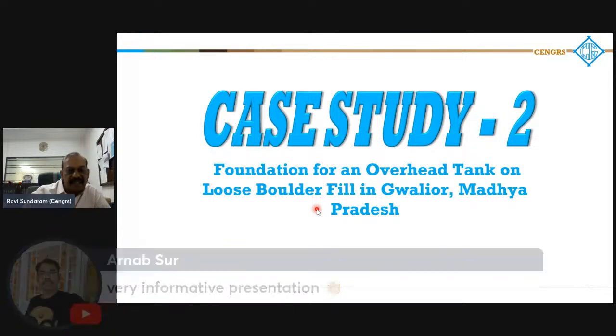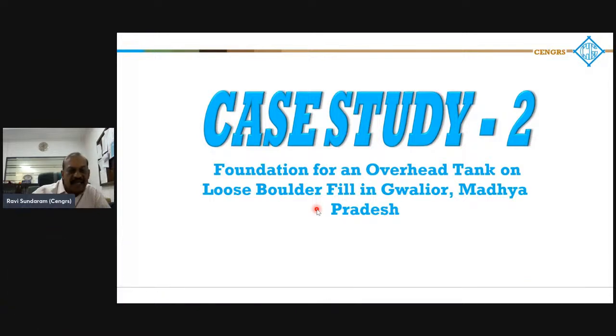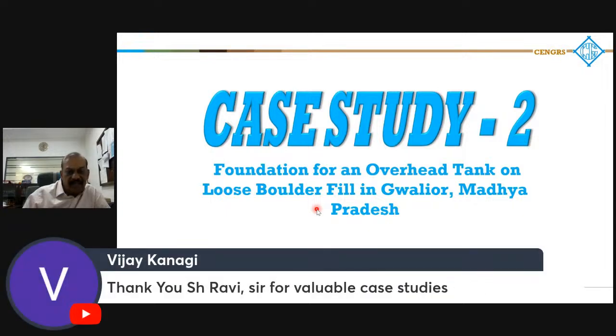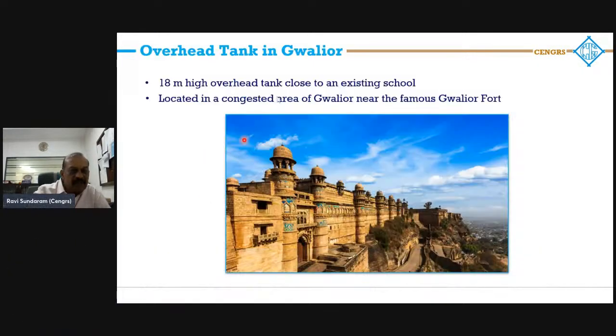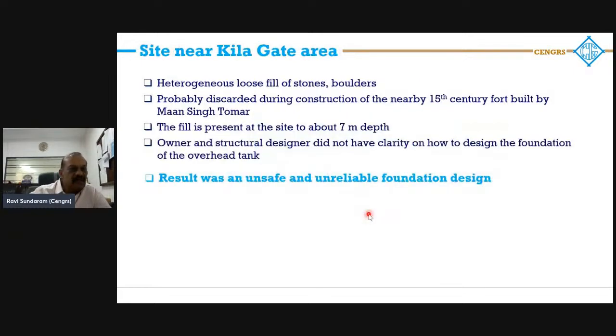The second case study is of an overhead tank on loose boulder fill in Gwalior, Madhya Pradesh. So this was an 18-meter high overhead tank close to an existing school. It was located in the congested area of Gwalior near the famous Gwalior Fort. So it was called the Killa Gate area.